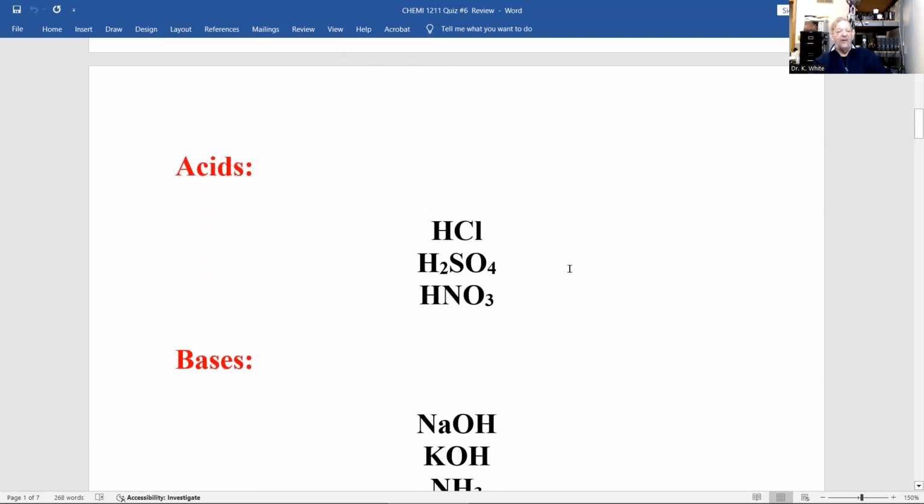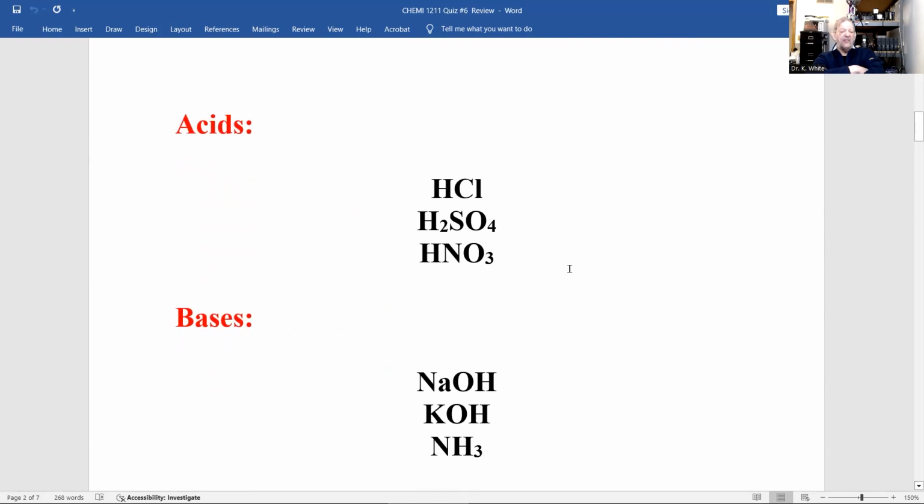Now, you should know not the names, but the structures. HCl, hydrochloric acid, H2SO4, sulfuric acid, HNO3, nitric acid. These are all very strong acids. And one of the miracles of life to Dr. White is we all have cells in our stomach that make hydrochloric acid, HCl. That helps break down the food.